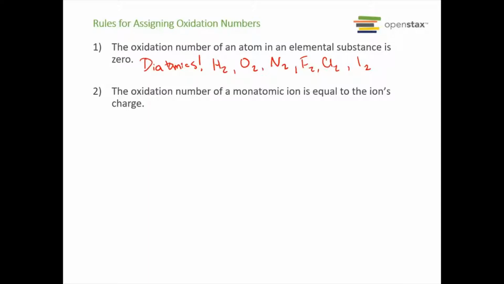What am I forgetting? Br2. There's the last one. So these guys have an oxidation state of 0. Their elemental form is as a diatomic molecule. Everything else, though, like solid sodium, that's its elemental state, 0. If you have a monatomic ion, like the sodium ion, its oxidation number is the same as its charge. For instance, Na+ has a +1 charge and a +1 oxidation number.